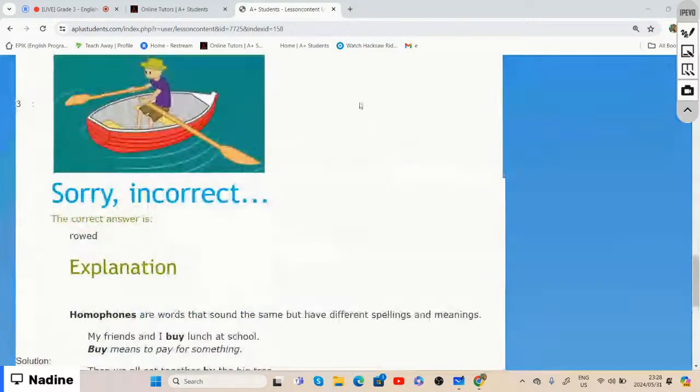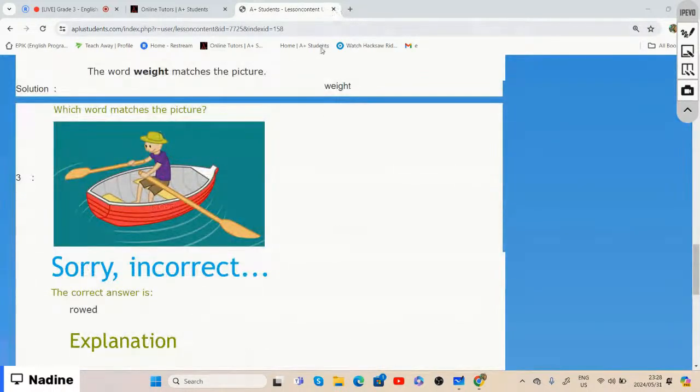All right, so let's go to this one before we go to our test. What is this man doing? He is sitting in this little boat. He's sitting in his little boat doing what? He's in his boat using his oars. Then he is.